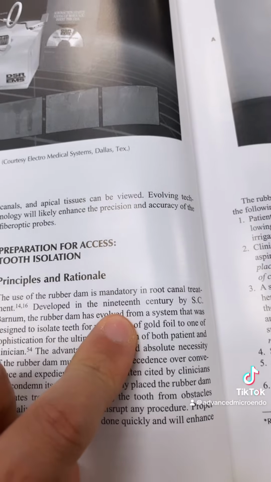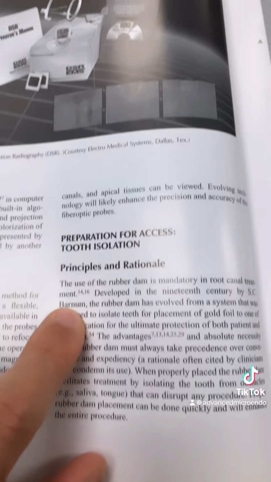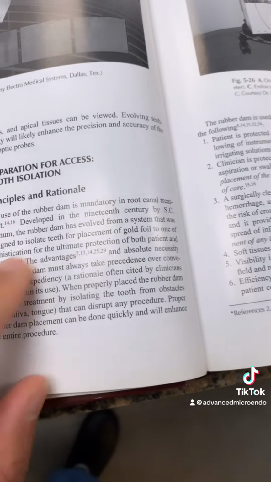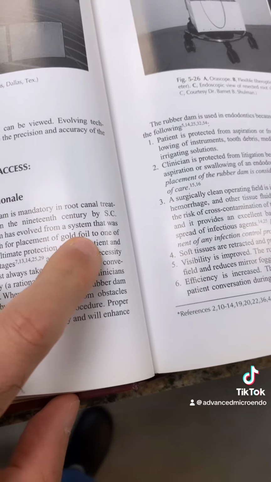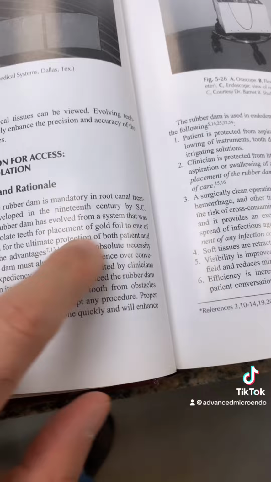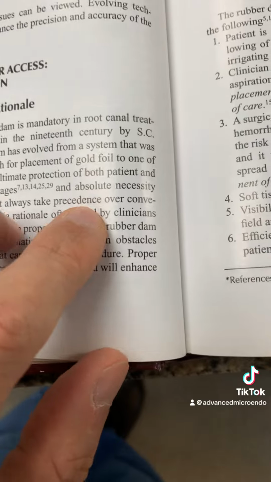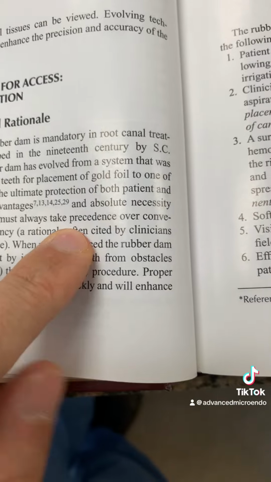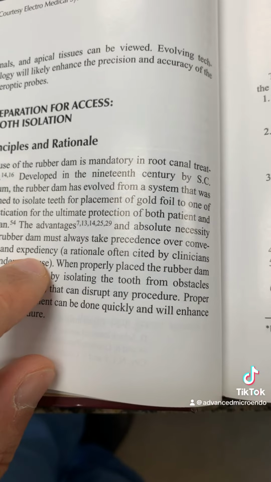Developed in the 19th century by S.C. Barnum, the rubber dam has evolved from a system that was designed to isolate teeth for placement of gold foils to one of sophistication for the ultimate protection of both patient and clinician. The advantages and absolute necessity of the rubber dam must always take precedence over convenience and expediency.